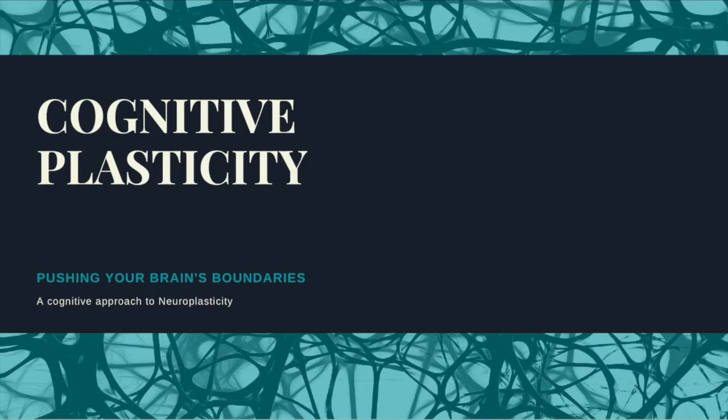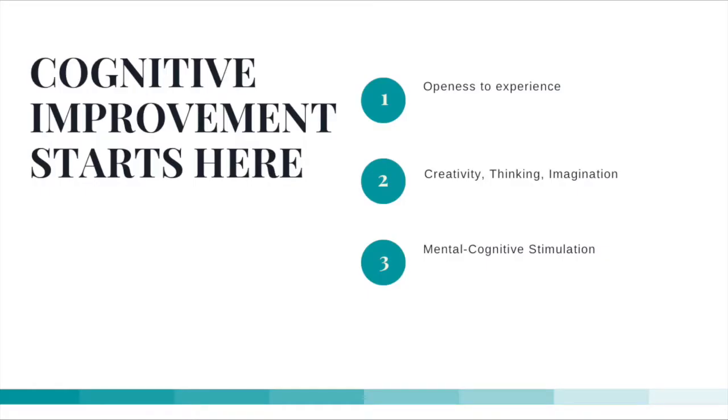We want to ensure that you push your brain's boundaries. Neuroplasticity is all about expanding your brain. If you don't expand the boundaries of your brain, you can't ensure neuroplasticity. You're going to be walking in the wrong direction. So, where does cognitive improvement start?